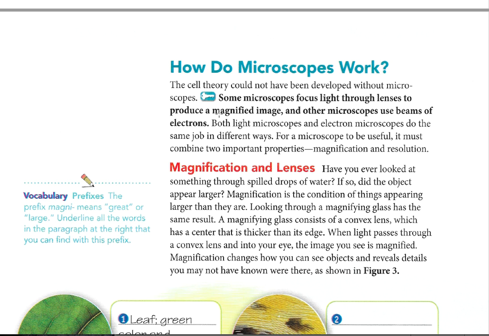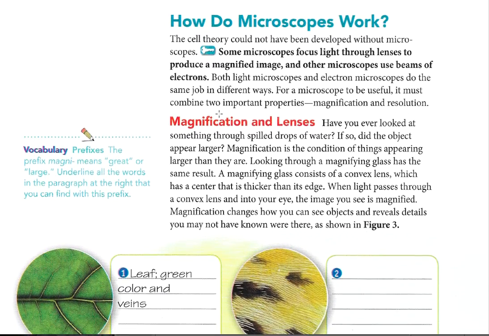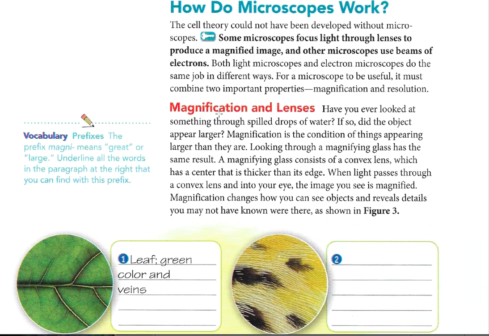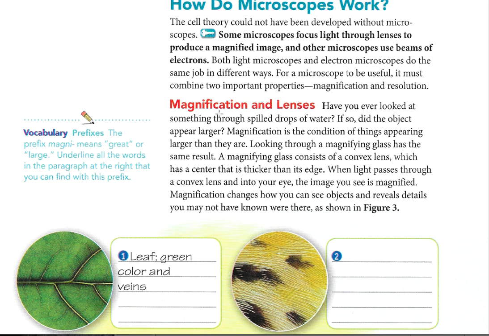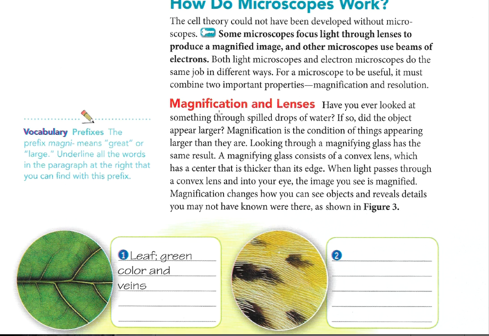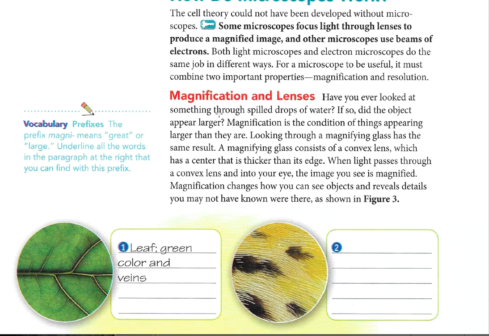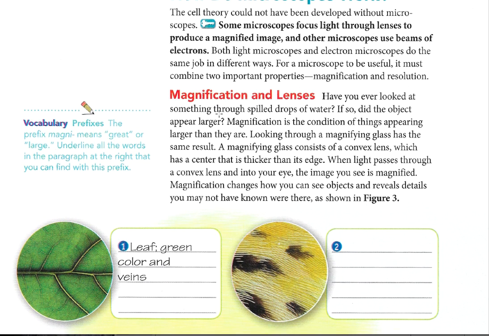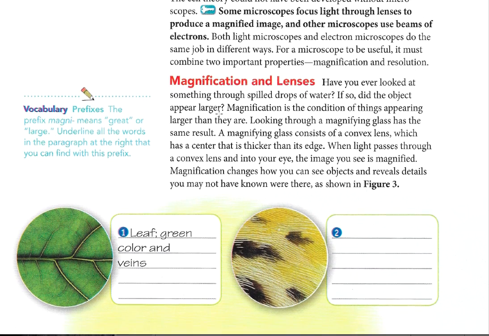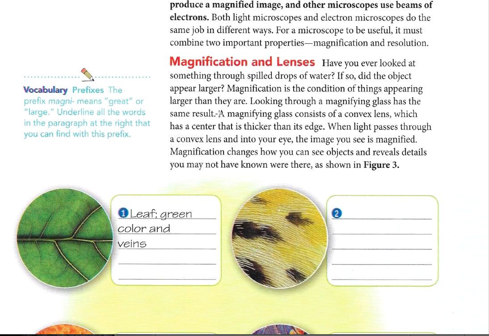Magnification in lenses. Have you ever looked at something through spilled drops of water? If so, did the object appear larger? Magnification is a condition of things appearing larger than they are. Looking through a magnifying glass has the same result. A magnifying glass consists of a convex lens, which has a center that is thicker than its edges. When light passes through a convex lens and into your eyes, the image you see is magnified. Magnification changes how you see objects and reveals details that you may not have known were there, shown in Figure 3.